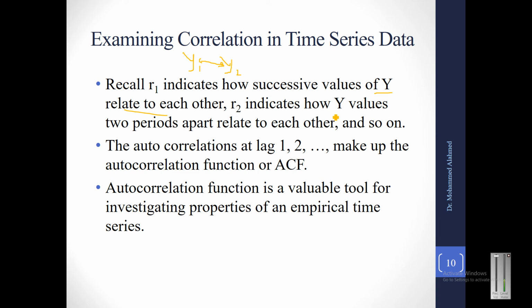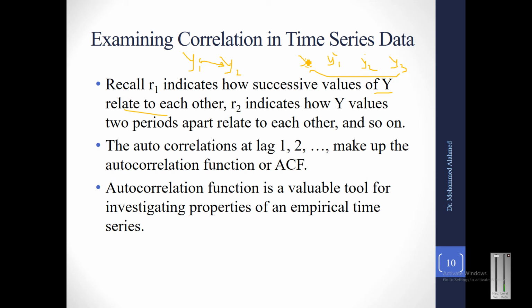R2 indicates how y values two periods apart relate to each other, right? So R2 means, let's say we have y naught, the original time series, y1 and y2, and let's say y3. So this is time period 1 apart, time period 2 apart. So we can have this as R2.